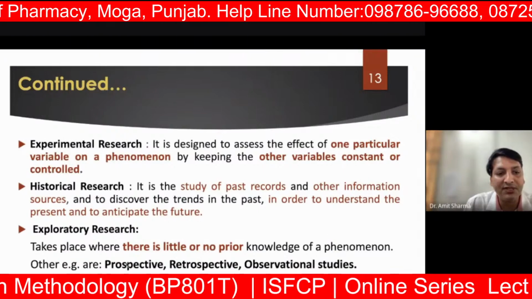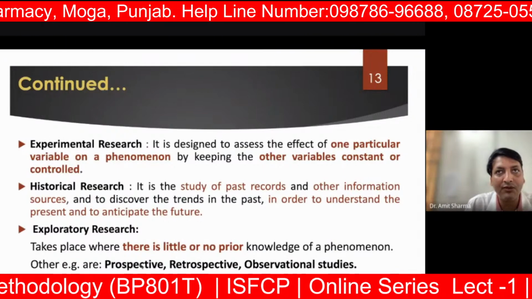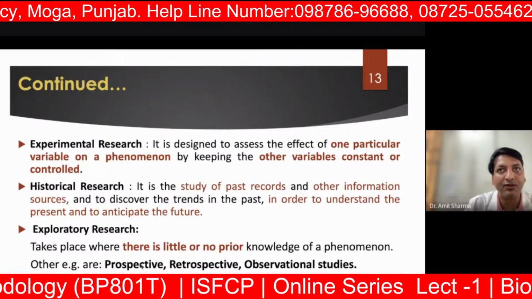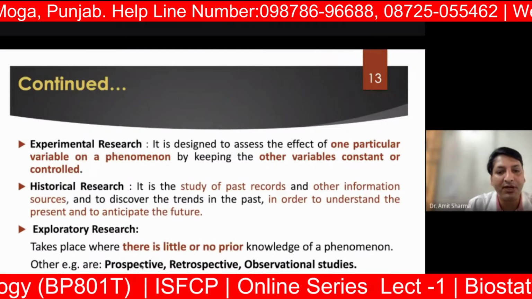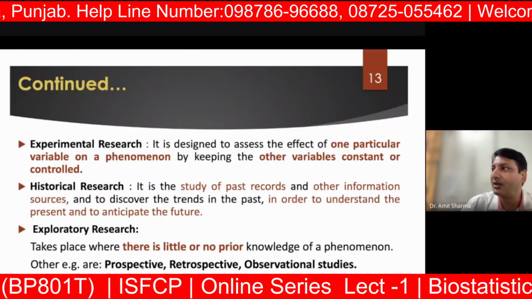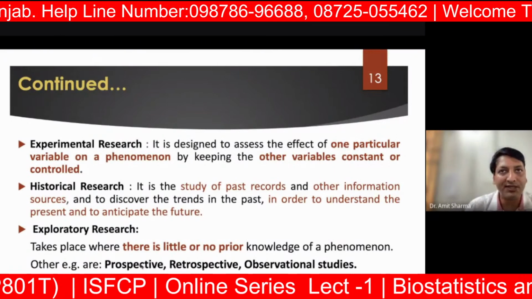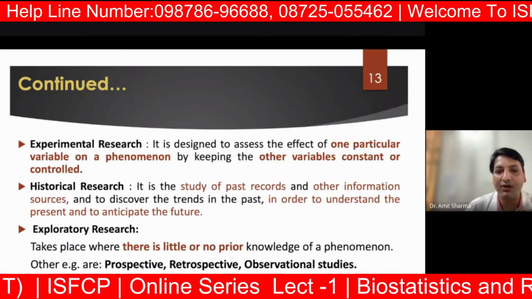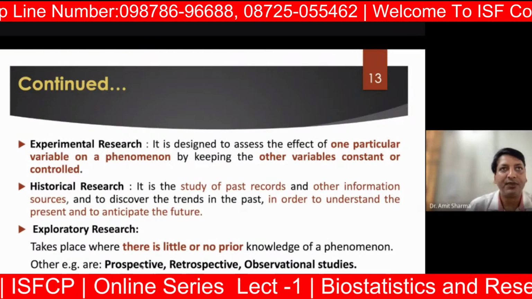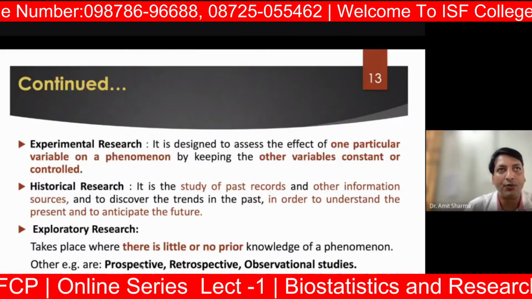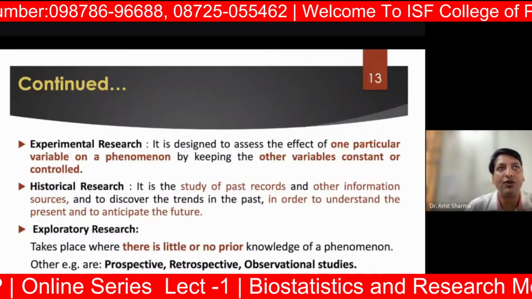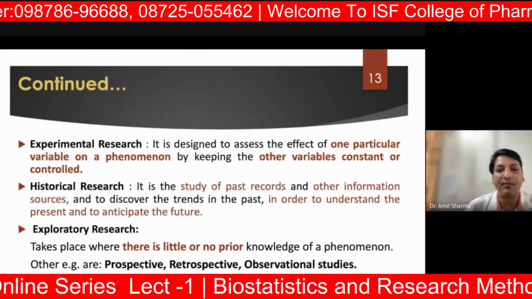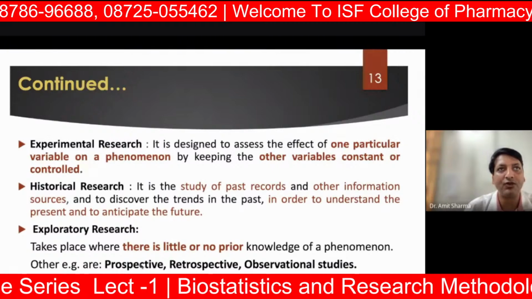Other examples are, for example, if you want to work only for the future, you can say I'm doing a prospective research. If you are working from today to the past, then you can say I'm working on a retrospective research. And if you are just observing what is going on in the surroundings, then you can say that I'm doing observational studies or observational research.